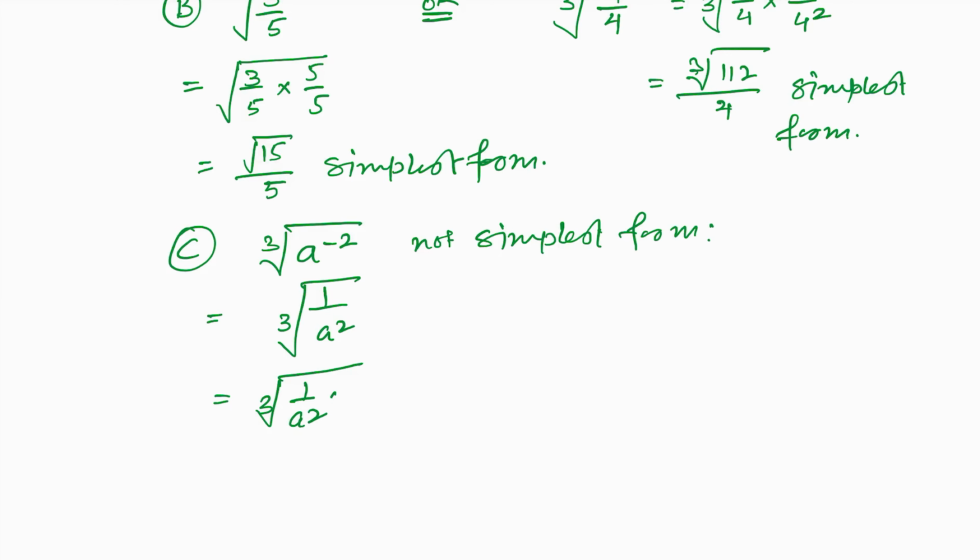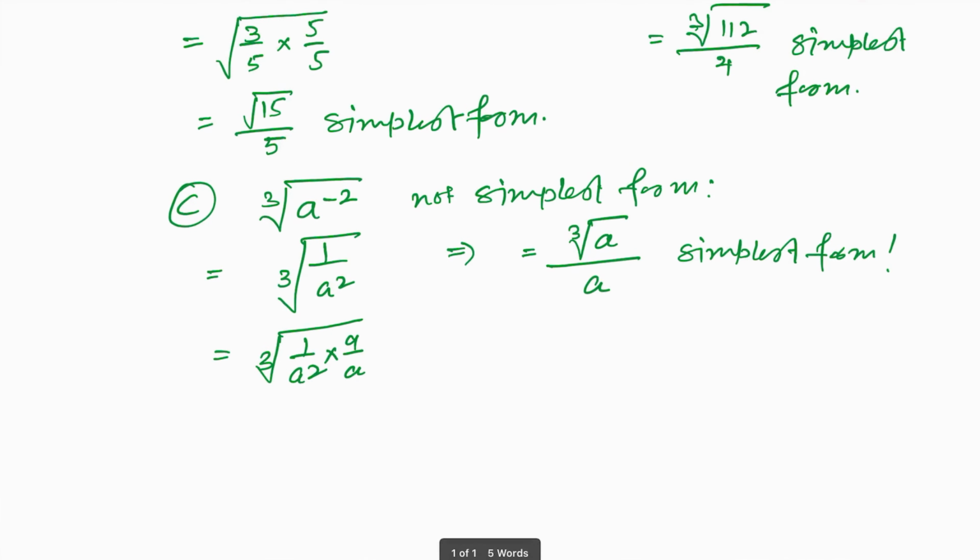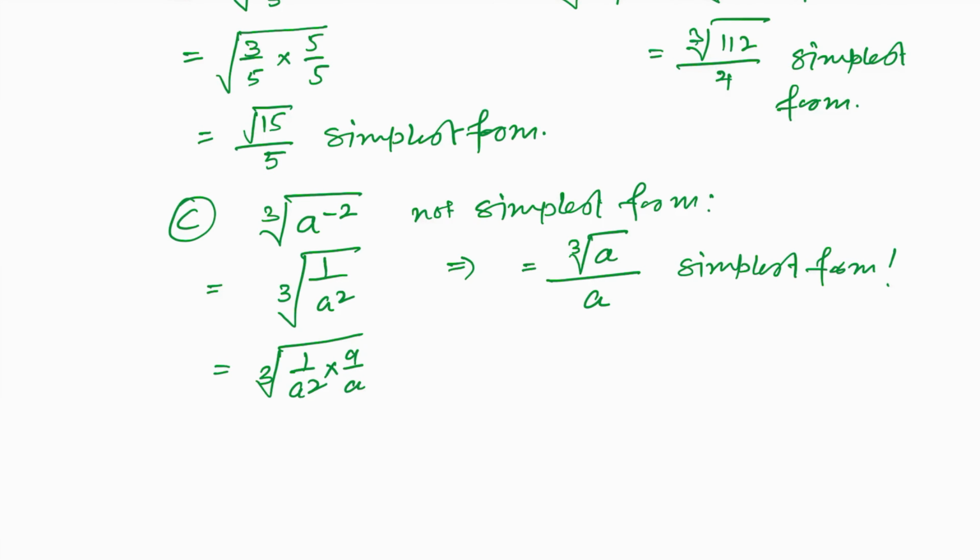So what I will do is multiply it. It's the cube root of 1 over a squared, times a over a. If I simplify further, this is going to be the cube root over the cube root of a to the power 3, so it's just a. That's the simplest form, so I will leave my answer in this form. So this is the simplest form for this section.